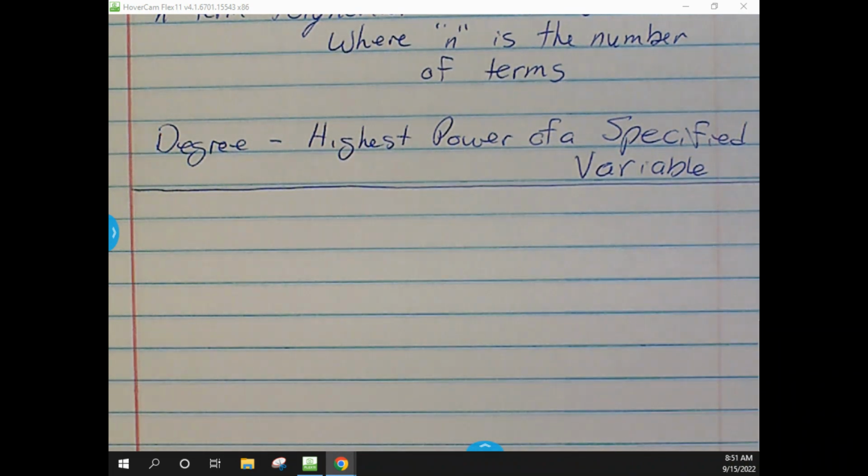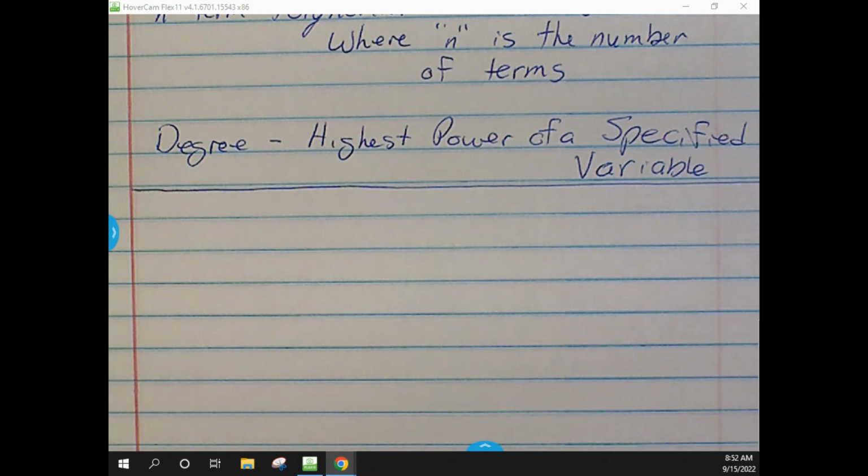Okay, and again, they have to tell you which specific variable they're looking at. If they give you X and Y, they have to tell you which one of these has the degree, based on whatever variable we're looking at. Now, sometimes they may just say find the degree of a term. If that's the case, then you add all the variables together.